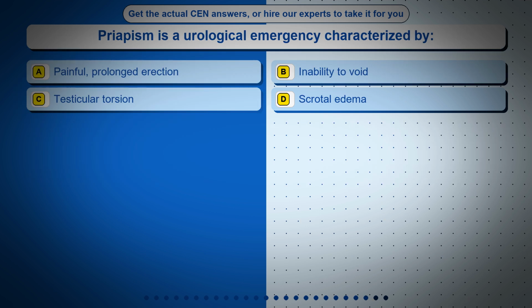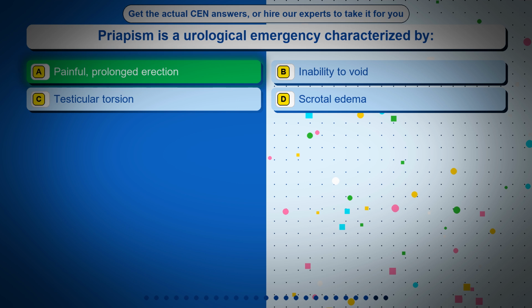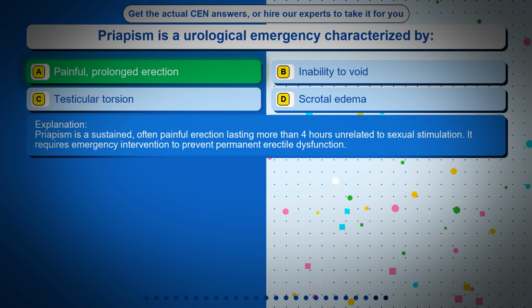Question 23. Priapism is a urological emergency characterized by option A, painful, prolonged erection. Option B, inability to void. Option C, testicular torsion. Option D, scrotal edema. The correct answer is option A, painful, prolonged erection. Priapism is a sustained, often painful erection lasting more than 4 hours unrelated to sexual stimulation.